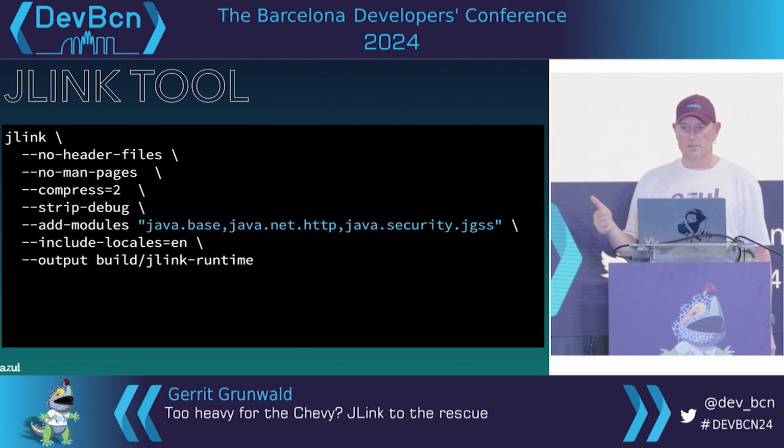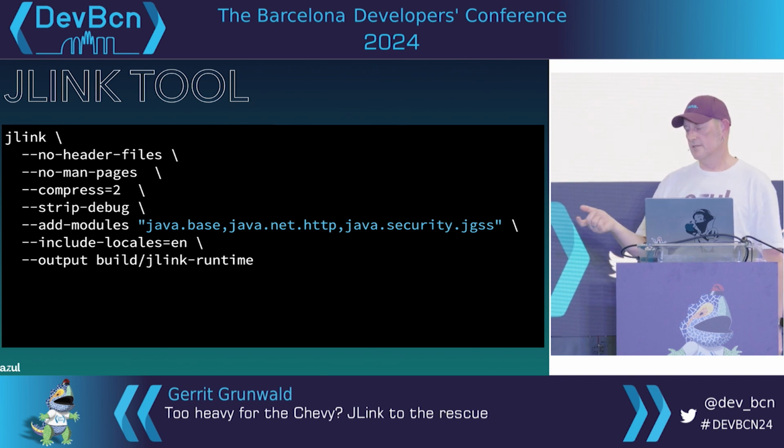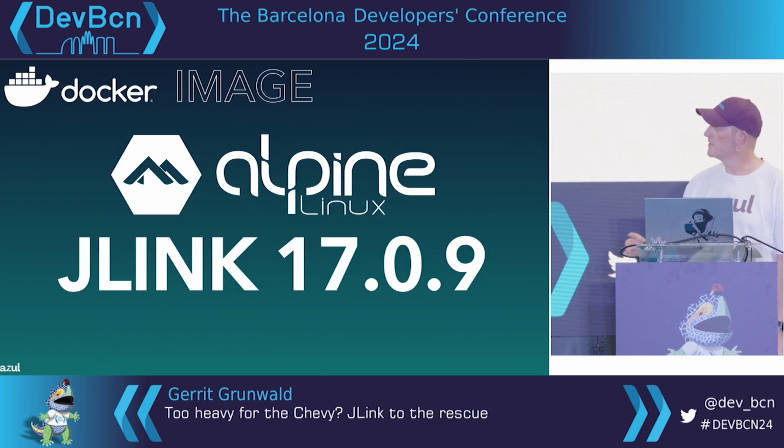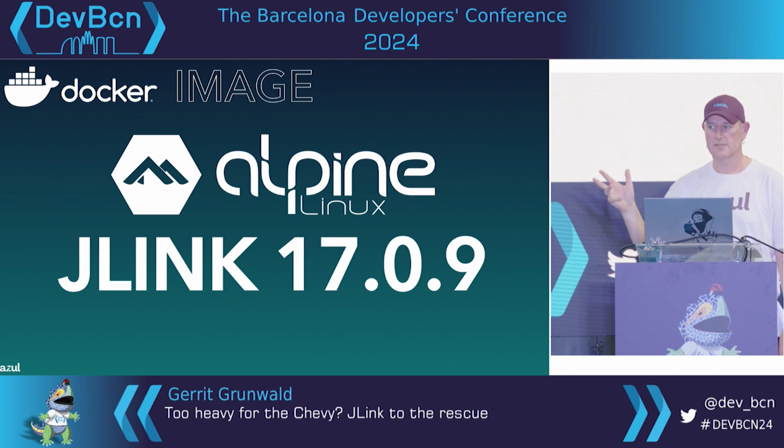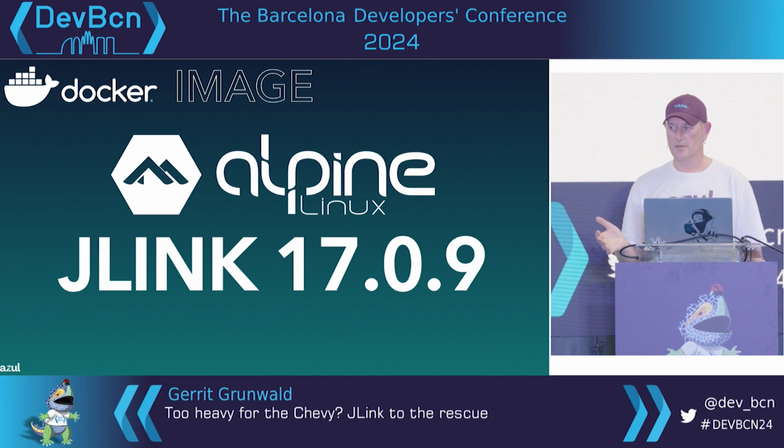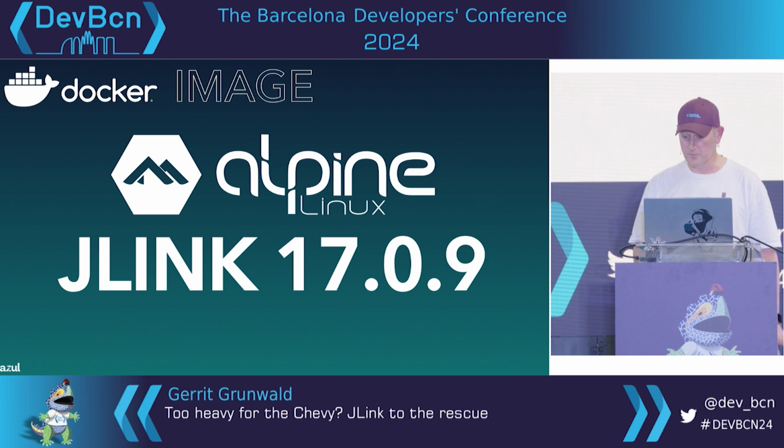This is one thing we can do. We can use Jlink, but instead of using Ubuntu, we can use Alpine Linux. Is someone using that already here? Very good, because we will see the difference there.